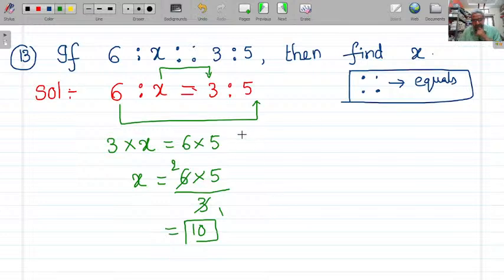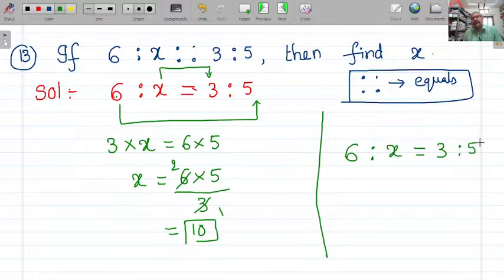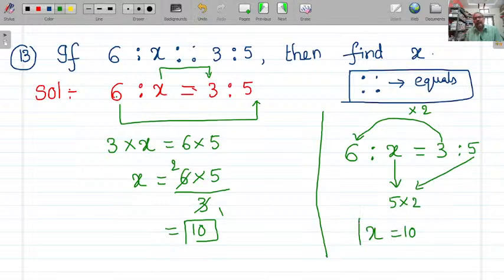Otherwise, there is a very simple way we can write. Now the relationship between 6 and 3, you just see like this: 6 is to x is equal to 3 is to 5. So now see the relation between 3 and 6. What is the relation? Into 2. So that means x can be obtained from 5 into 2. So x is equal to 10. So in a simple manner we can solve. Without performing this method also, directly with the help of this one, we can find out the relation between the first terms of both ratios.